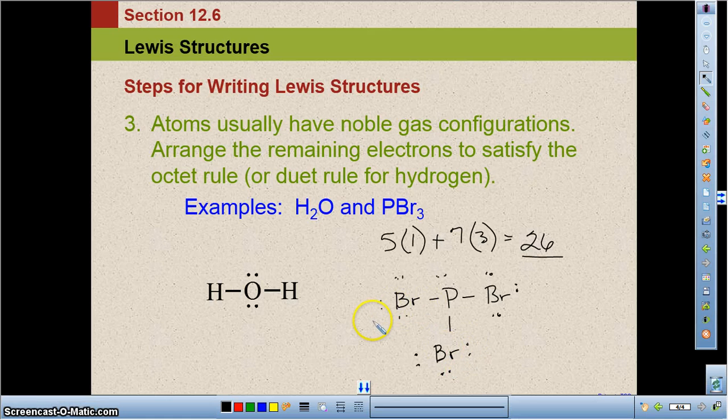Now we aren't finished. This isn't necessarily the correct Lewis dot structure until we verify that we have only included 26 valence electrons. So you have to count them in total. So I have 2, 4, 6, 8, 10, 12, 14, 16, 18, 20, 22, 24, 26. This must be the right Lewis dot structure because I have included all the valence electrons that I should, and they've all met the octet rule. So that's how you know if you've done it correctly or not.